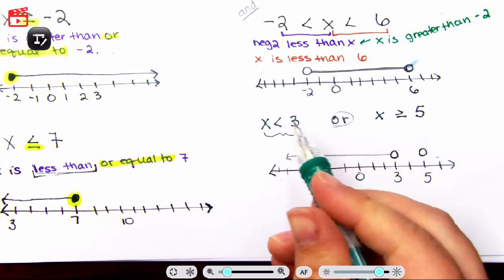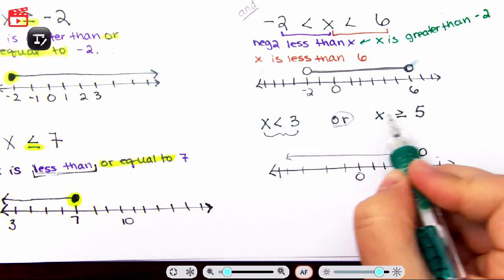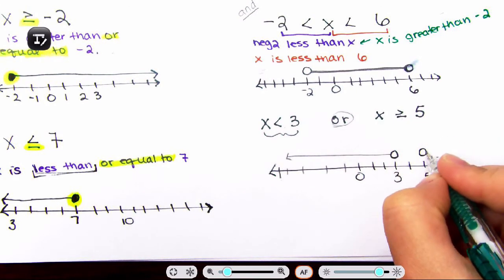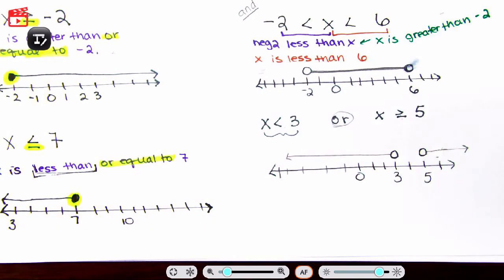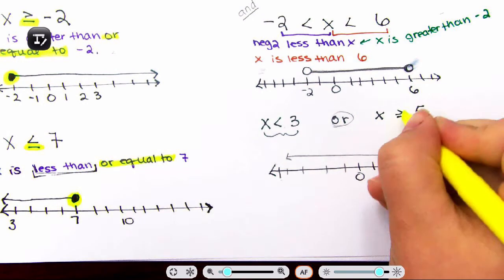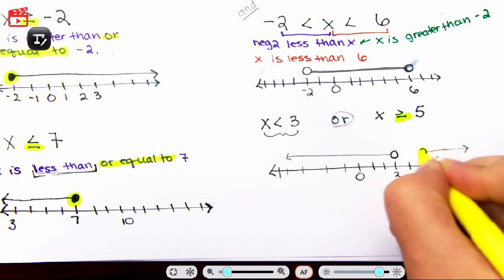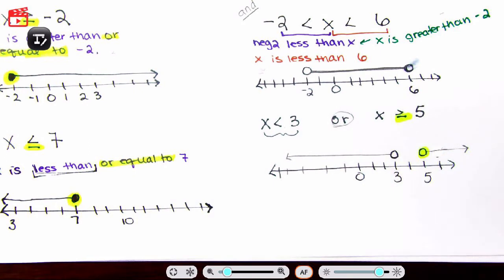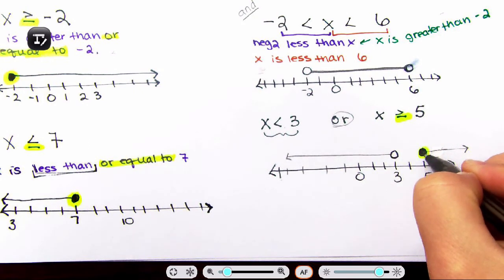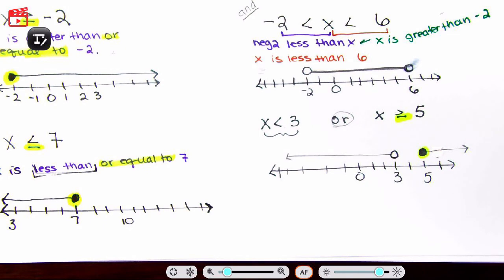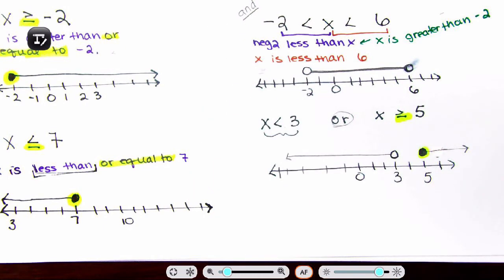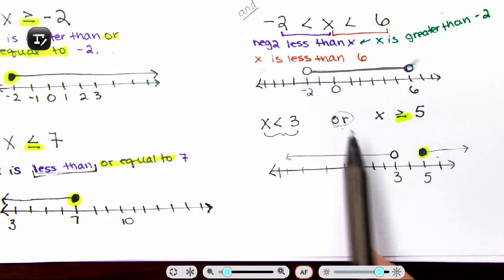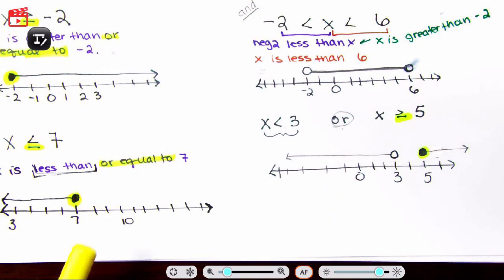Okay. And then what's our other statement? x is greater than or equal to 5. So which numbers are bigger than 5? That is in this direction. Or equal to, so that means we shade in our circle. And they're going in the opposite directions. So whenever you have an and, you're looking for overlapping, okay? And whenever you have an or, you're looking for opposite directions. Or will always give you an opposite direction.